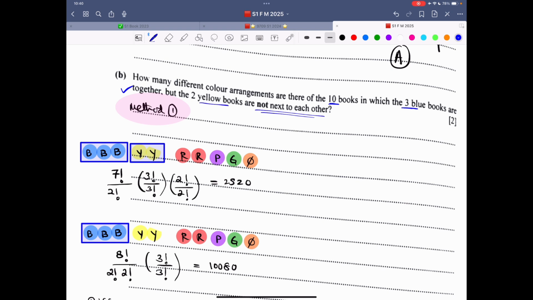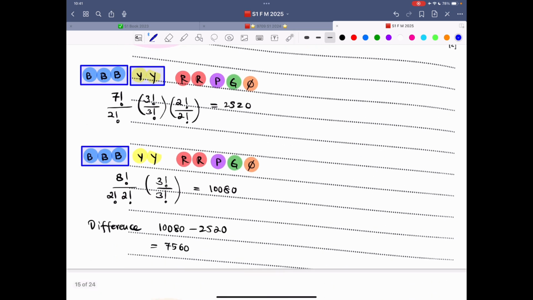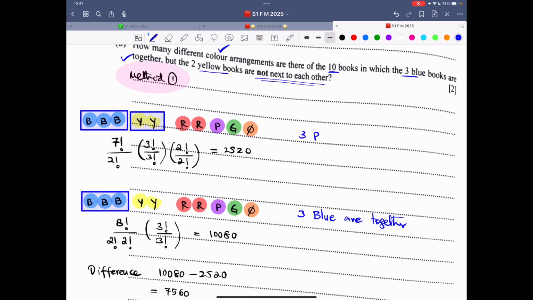So I have done this question in 2 different ways. Again, it's on the basis of color. So this first one that you're seeing, actually this should be step 1. The 3 blue books are the same, so the 3 blue are together, and this is 3 blue are together and 2 yellow are together.